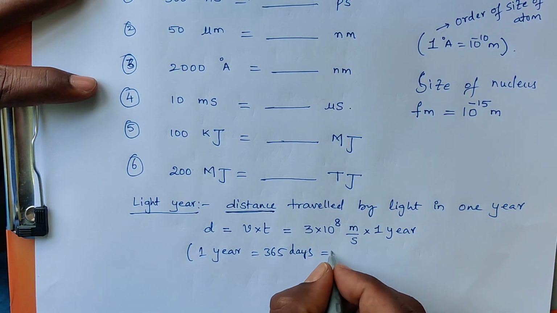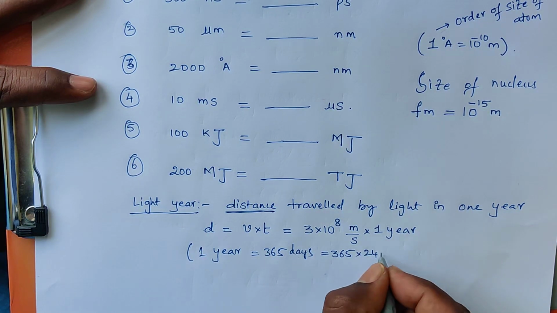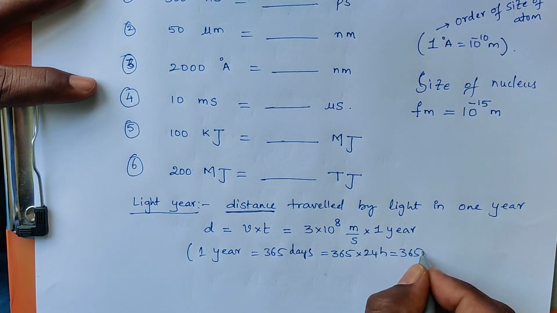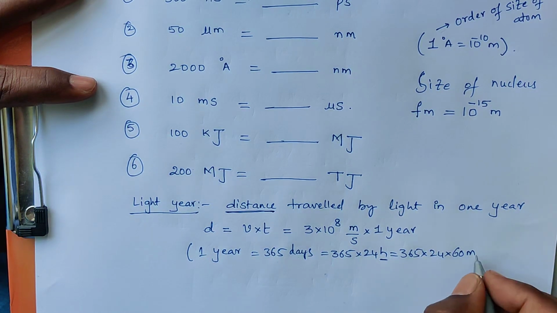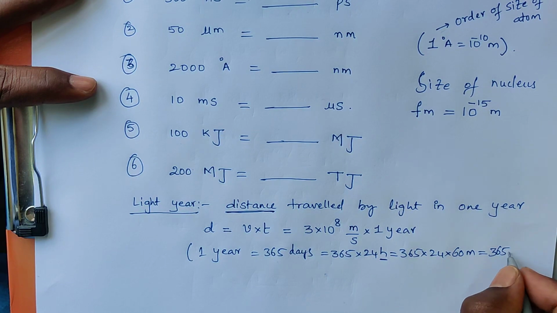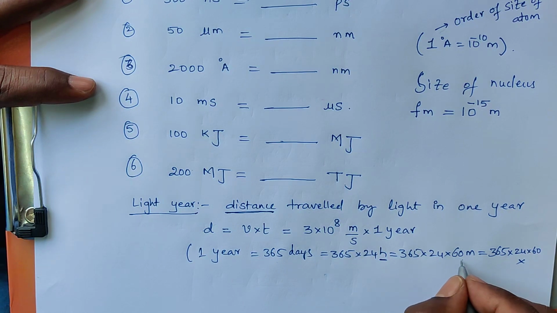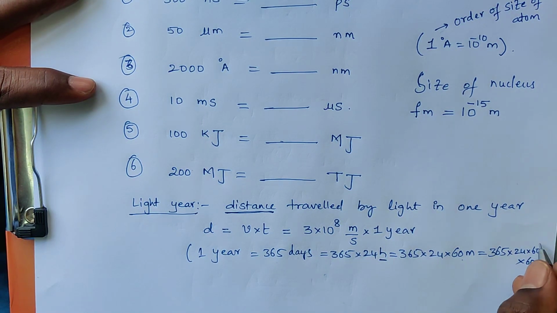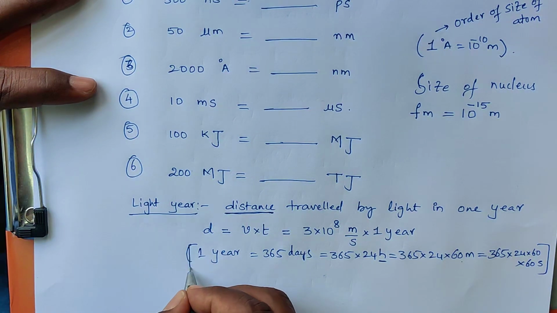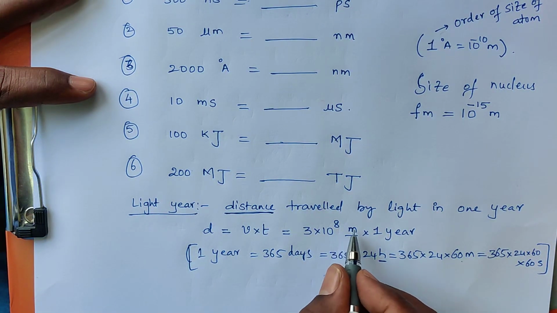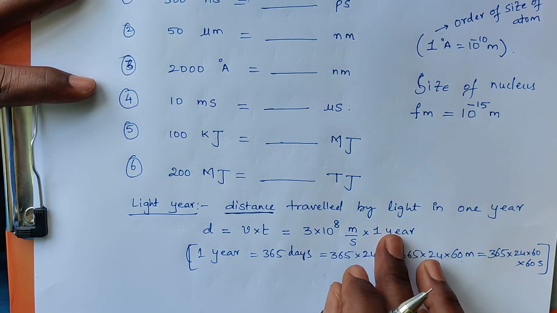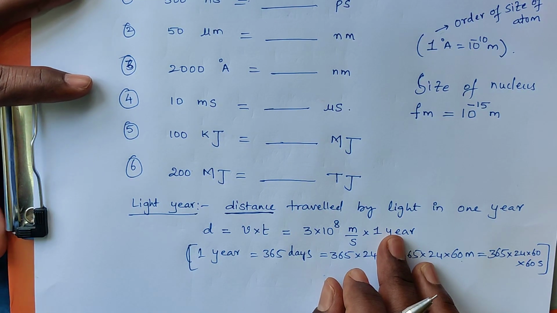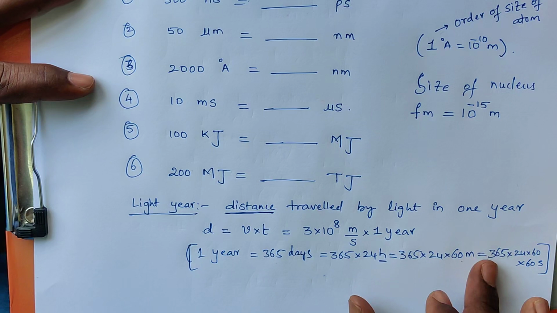Convert days into hours. How many hours in a day? 24 hours. So 365 into 24, and 1 hour equals how many minutes? 60 minutes. So finally 365 into 24 into 60, and 1 minute is 60 seconds. Why are we converting years into seconds here? Because the speed of light is expressed in the SI system of units, or MKS system of units. So this time also must be in the SI system of units. The SI unit for time is seconds. So I am substituting this value.